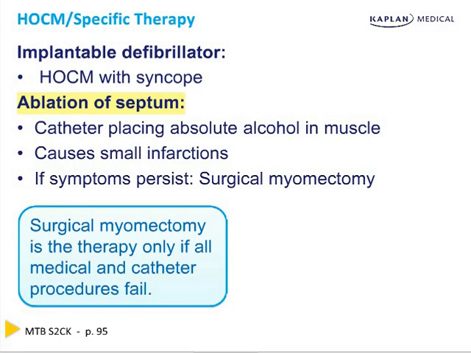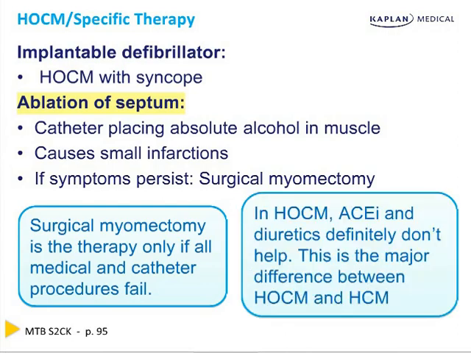Now, you don't have to be a mind reader on Step 2. They have to tell you they got symptoms despite beta blockers, despite the implantable defibrillator for syncope, and despite the ablation with the alcohol. They continue to have shortness of breath and lightheadedness. Surgical myomectomy. Because you can't do ACE inhibitors or diuretics.